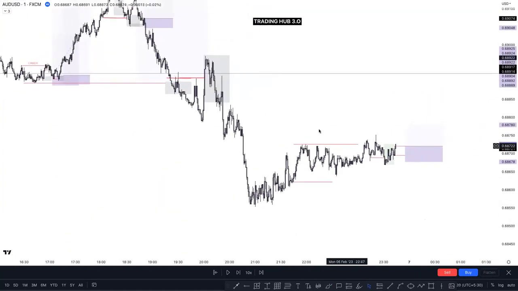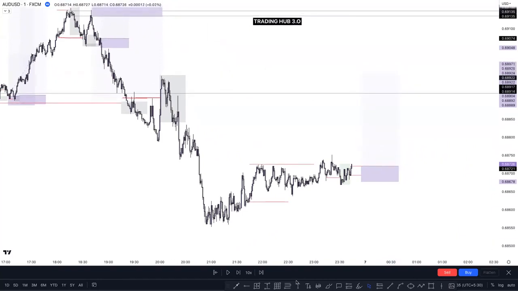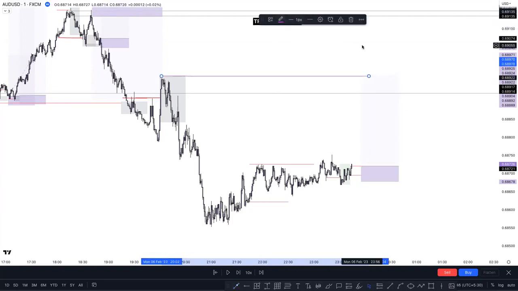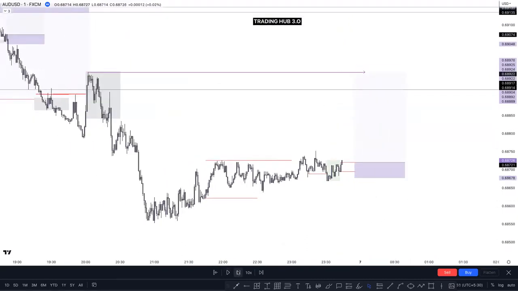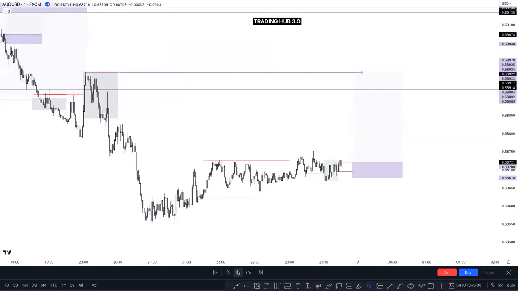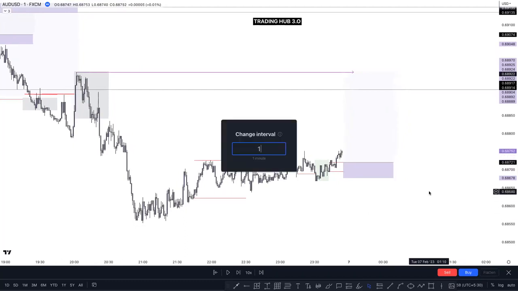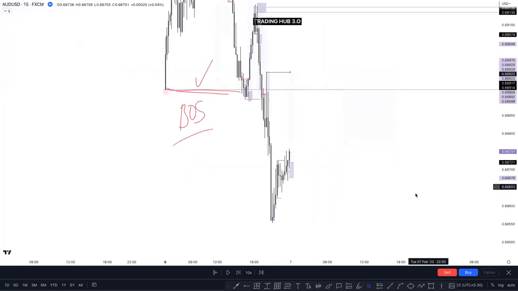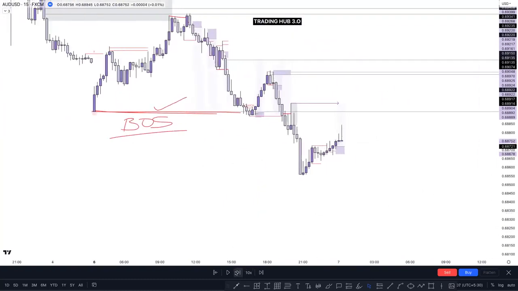And the target, where is the target? The 15-minute pullback, this one. This becomes our 15-minute target here, right? And let's see what happened next after this one. Okay, mitigated. Now again switch here to the 15-minute time frame to see exactly what is happening here. Okay, perfect.